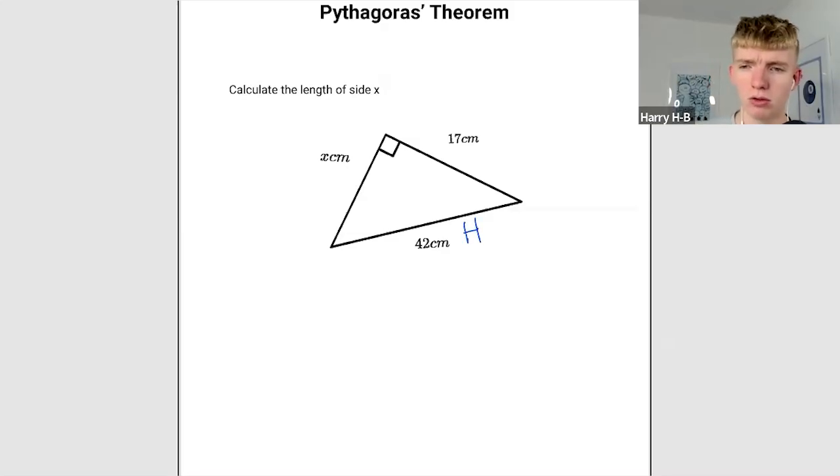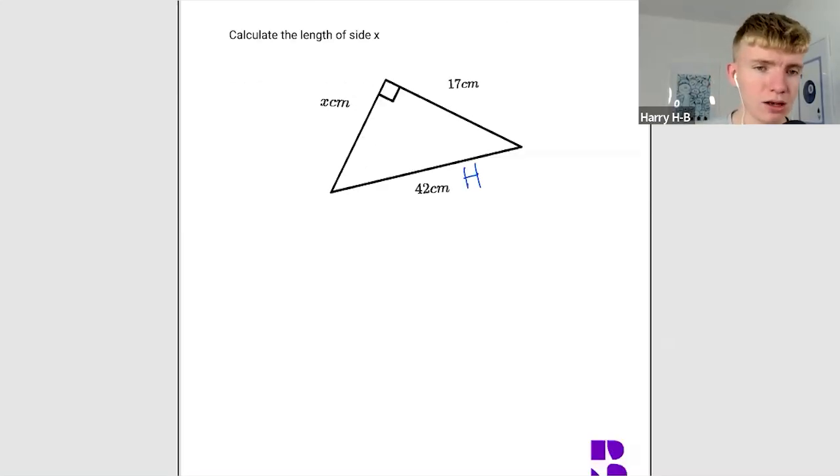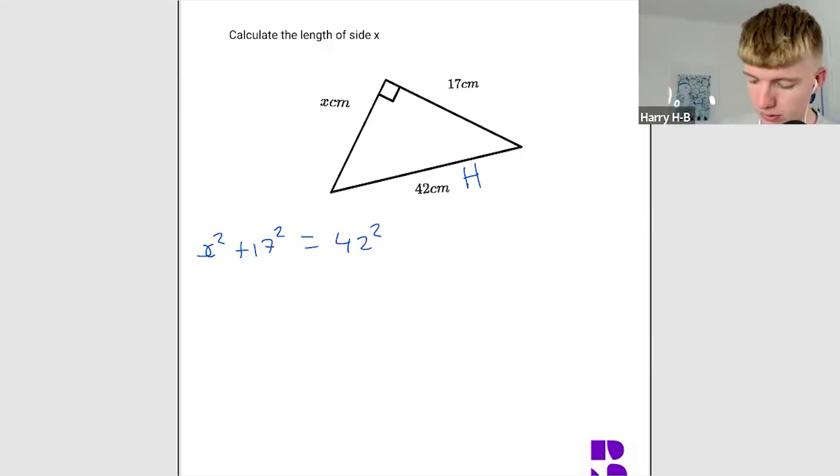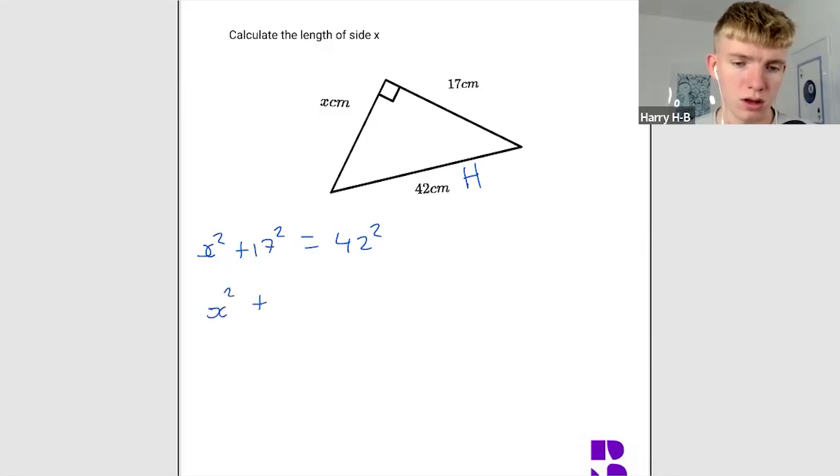So we're going to do this formula once again. So x squared plus 17 squared is equal to 42 squared. All right, this one, unfortunately, I will not be able to do in my head. So 42 squared gives us an answer of 1764. 17 squared gives us an answer of 289.